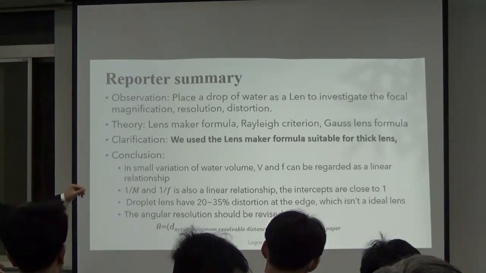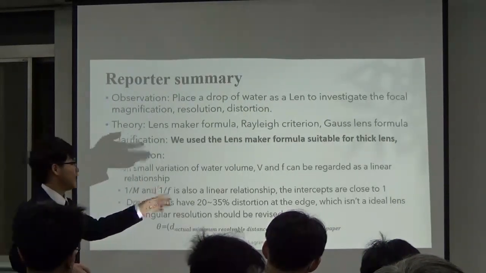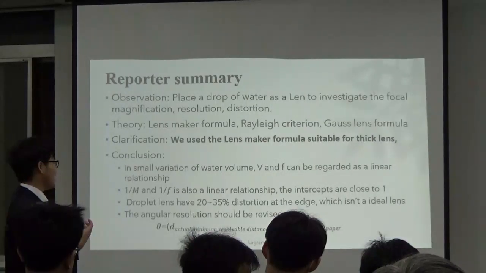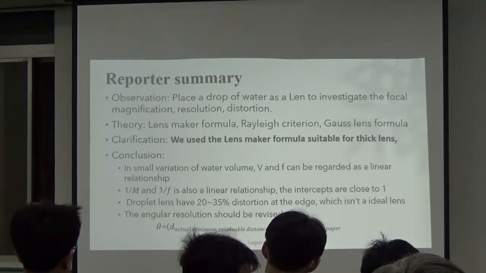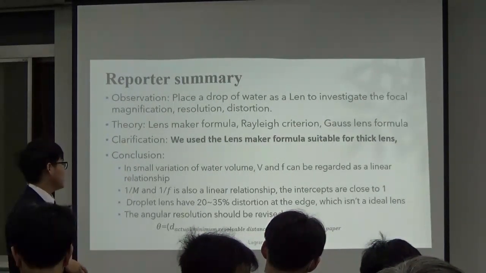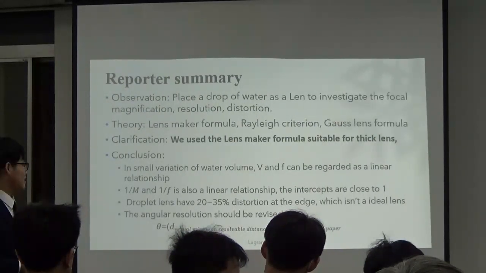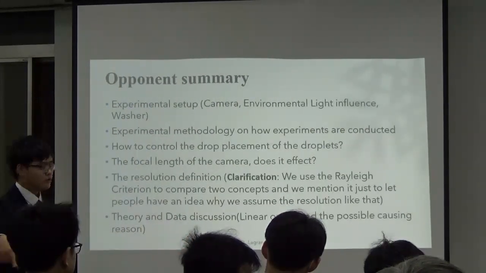The droplet lens can have a 20 to 35% distortion at the edge, which isn't an ideal lens, so we can say that the droplet isn't really ideal. The angular resolution should be revised as this formula here.